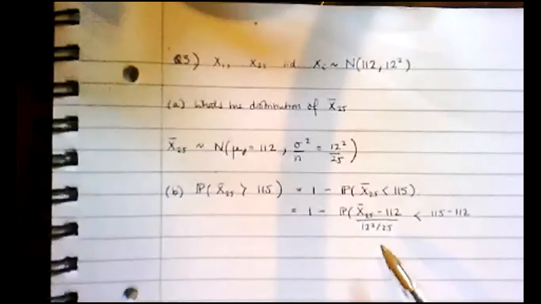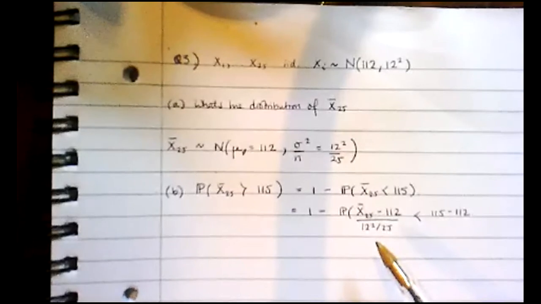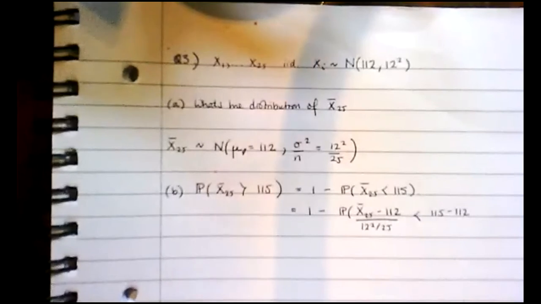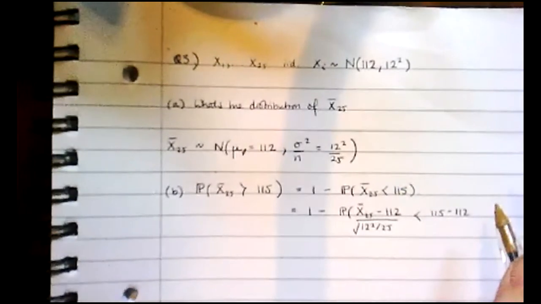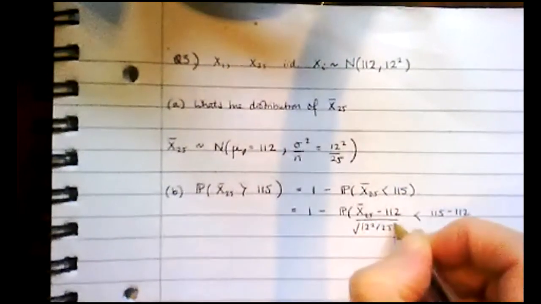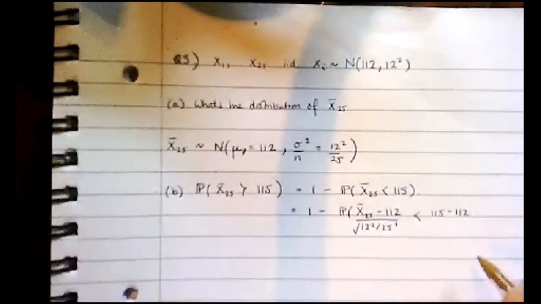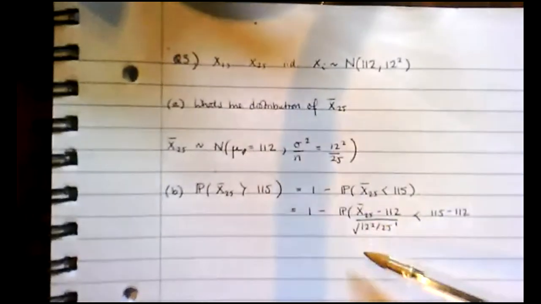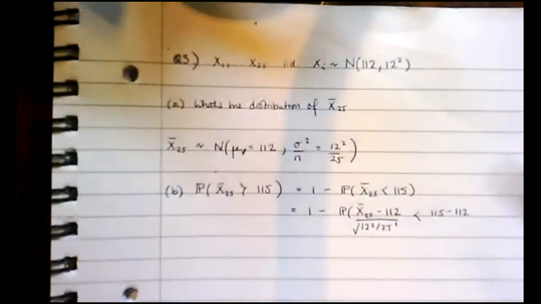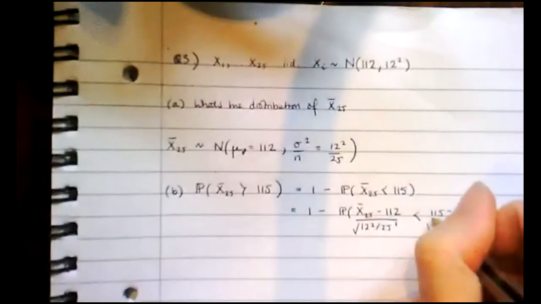So have I divided by the wrong thing? Yeah. Of course I have. I need to take the square root, don't I? So when I standardized, I made an error there. I should have been taking the square root because I should have been dividing by the standard deviation. So thanks for picking that up.